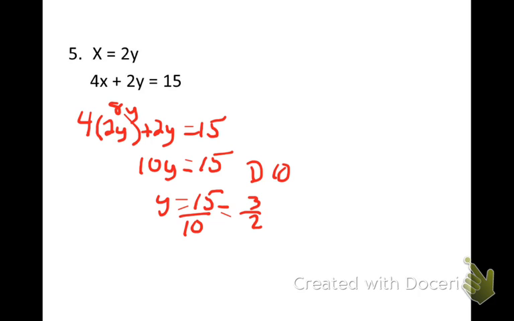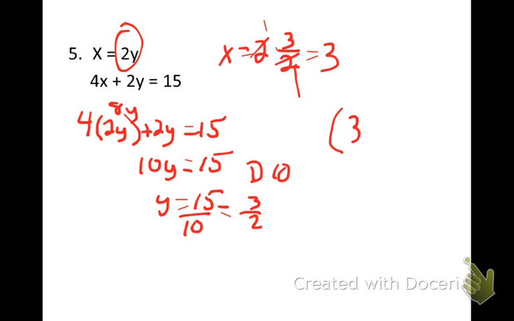So if I put the 3 halves back in here, it's going to be x equals 2 times 3 halves. The 2's cancel, leaving me just 3. So my ordered pair would be (3, 3 halves).